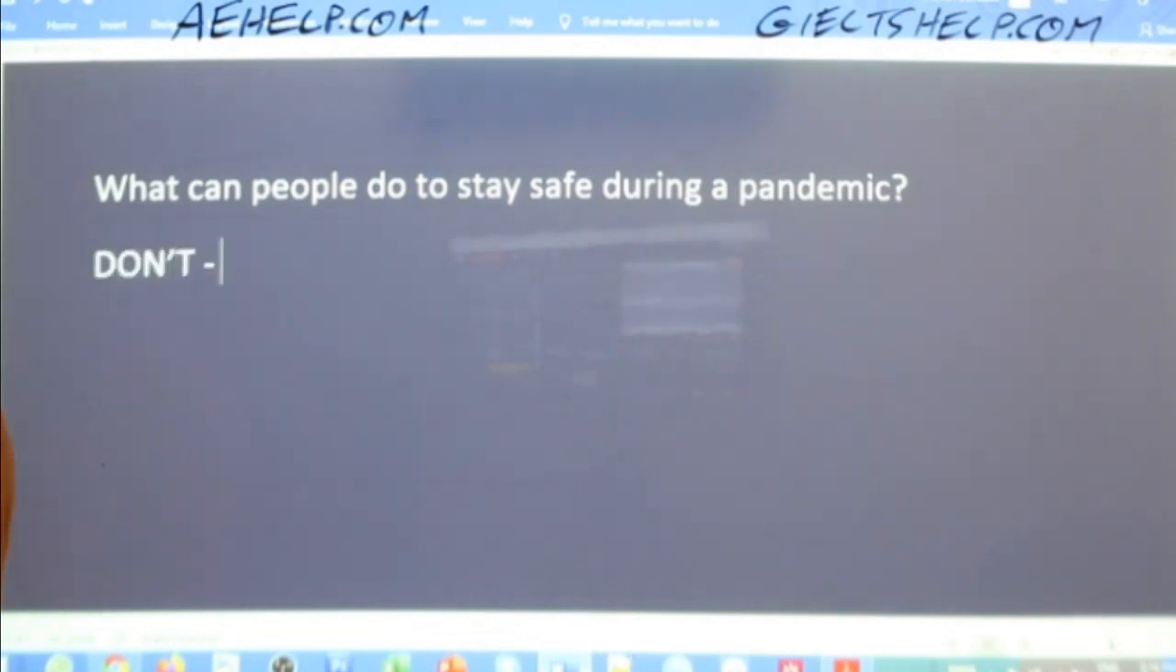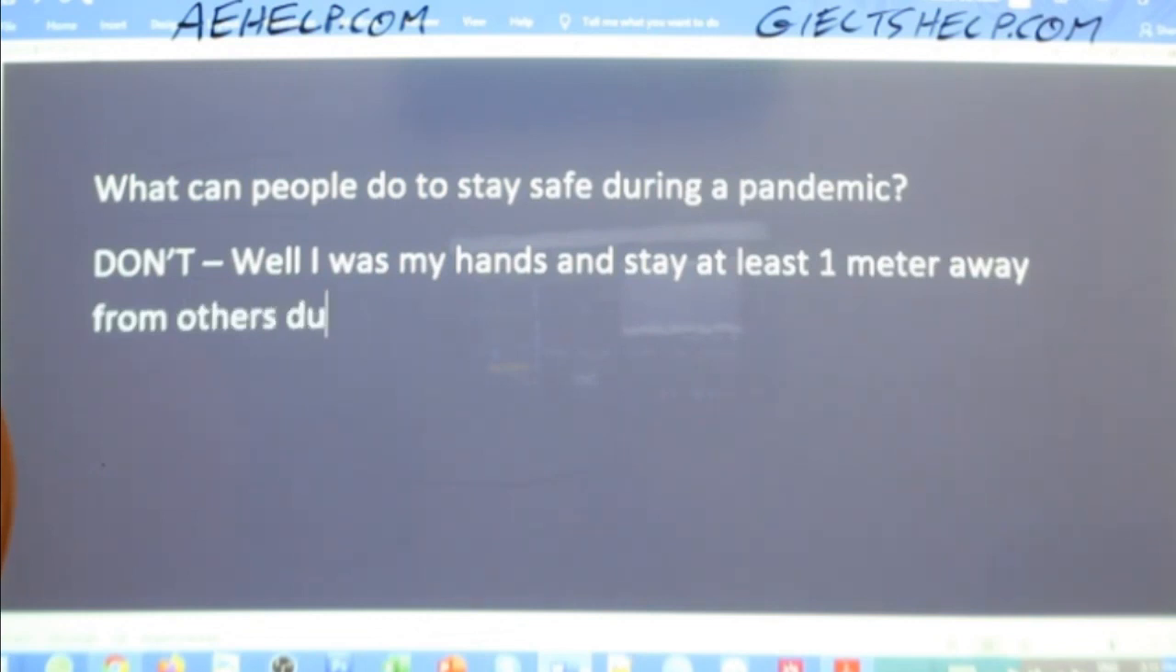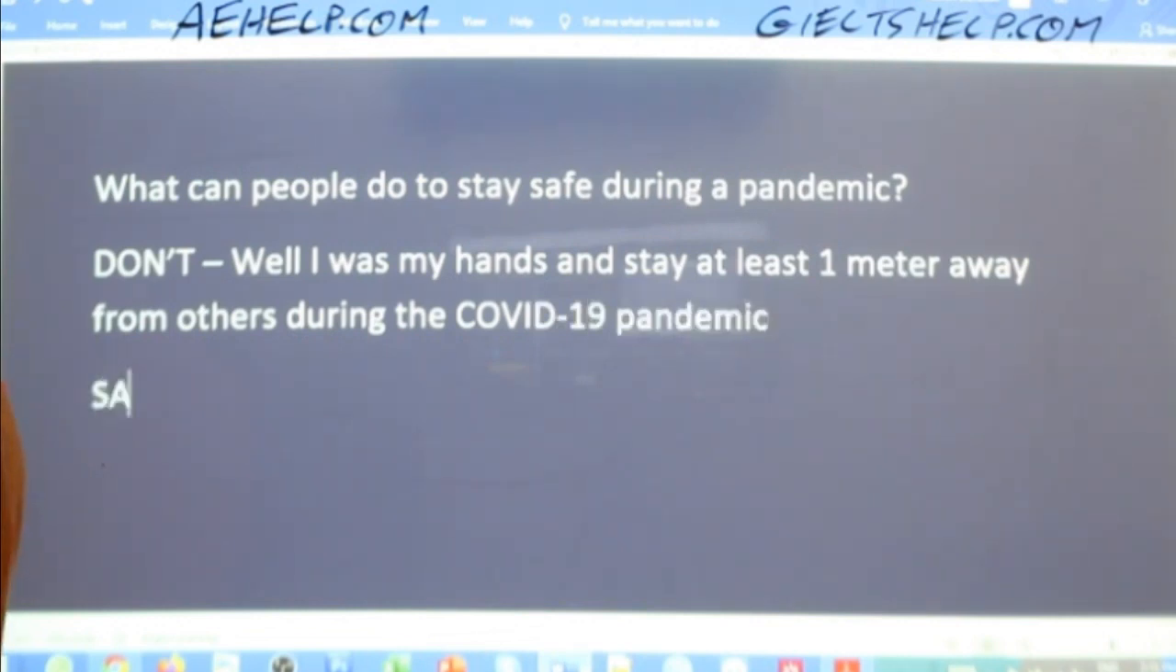Okay, don't say, I wash my hands and stay at least 1 meter away from others during the COVID-19 pandemic. Okay, so don't say that, but you can say this. Okay, so don't do that, but you can do this.